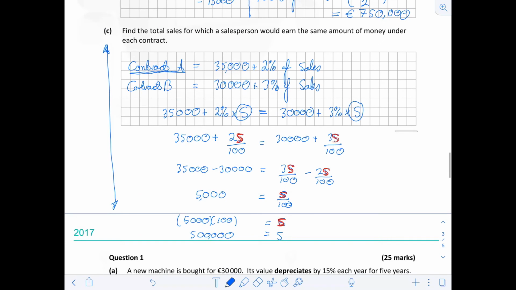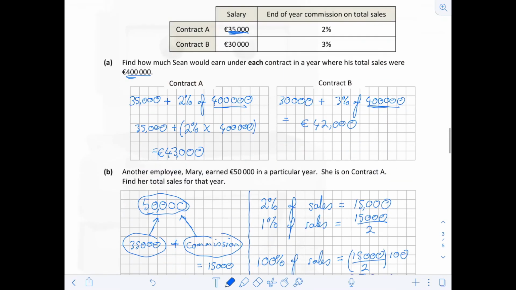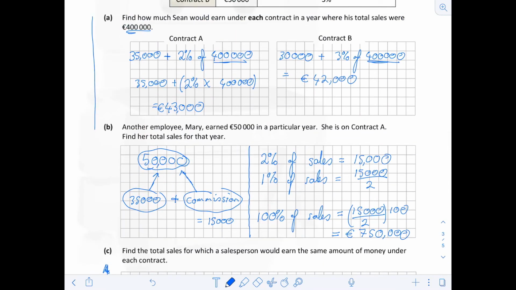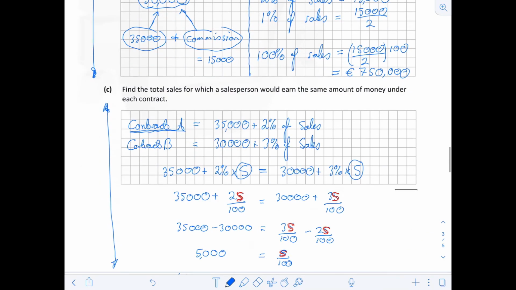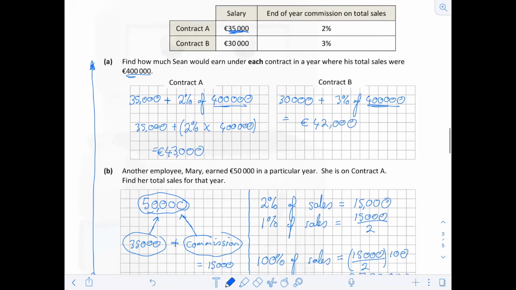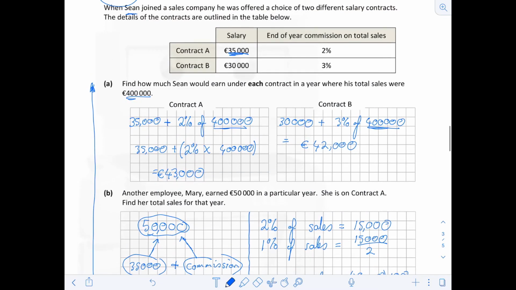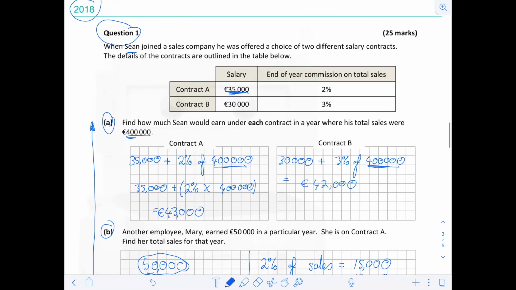The best way of doing it is to introduce a variable called S for sales. Okay, so that's the kind of common sense approach. Guys, if you could answer part A and part B, you'd be doing really, really well, okay? Don't be too worried about these really difficult questions. They will be on the paper, but just do your best with them. Pick up as many marks as you can with them. But you should be aiming to get full marks in the part A's and the part B's.